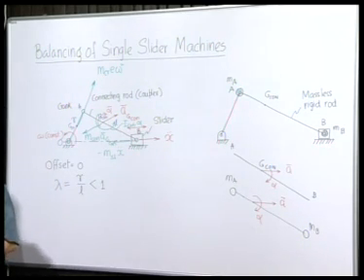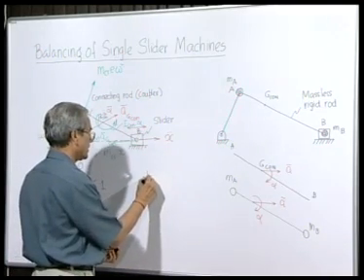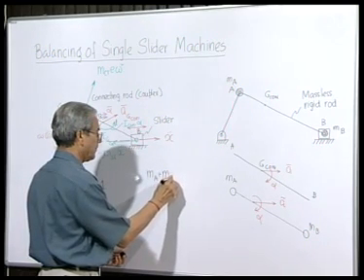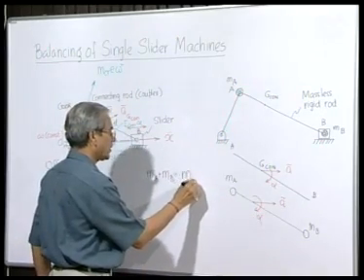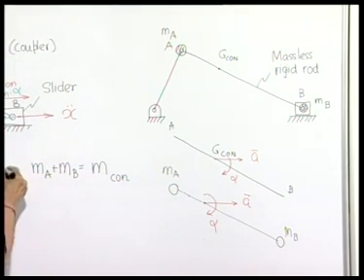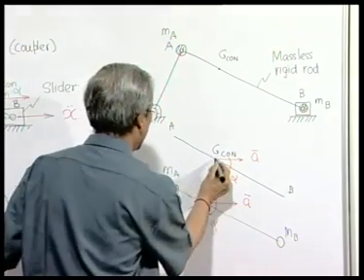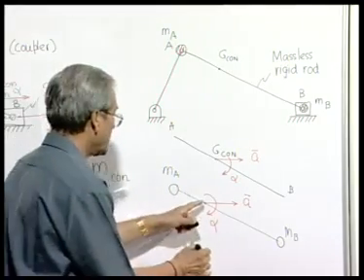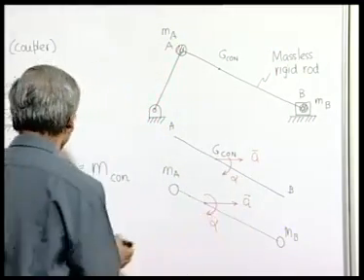How can we achieve that? This equivalence will be possible when the total mass of the replaced system, M_A plus M_B, must be equal to the total mass of the connecting rod. That is condition number 1. Condition number 2 is that the location of the center of mass here and the location of the center of mass here should also be unchanged, so that the moments produced about the center of mass due to certain acting forces also remain the same.